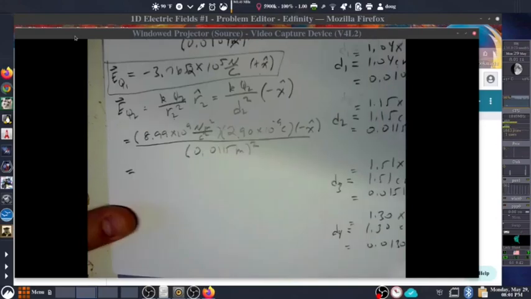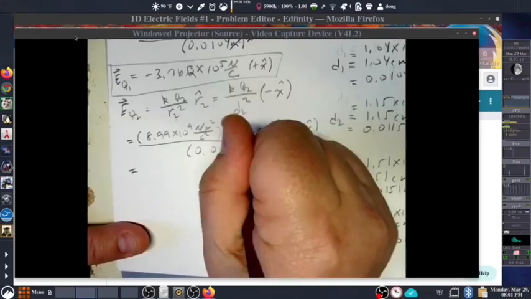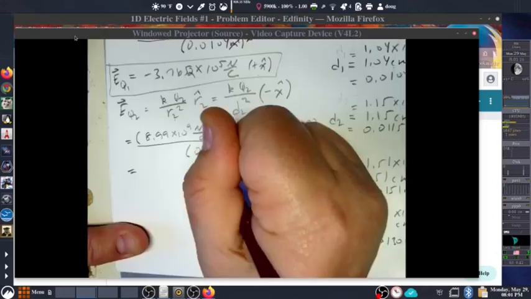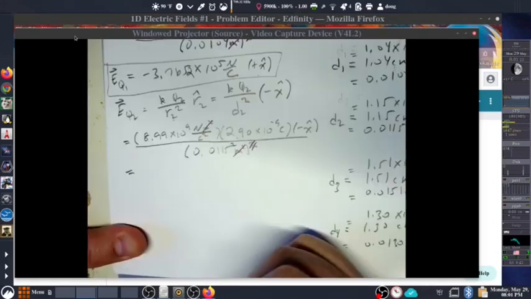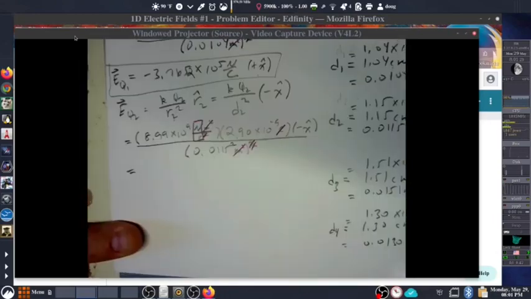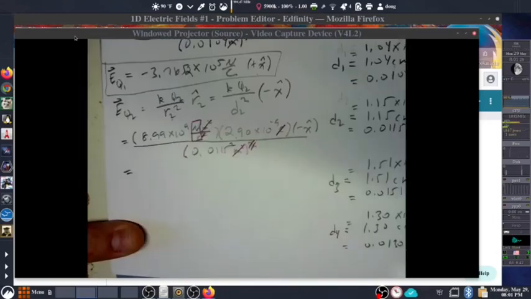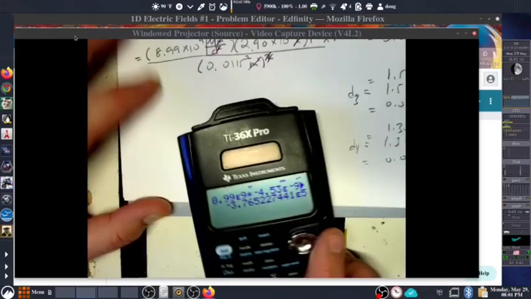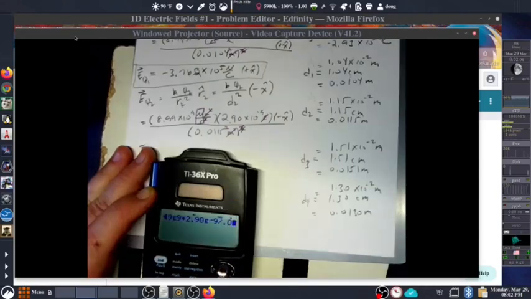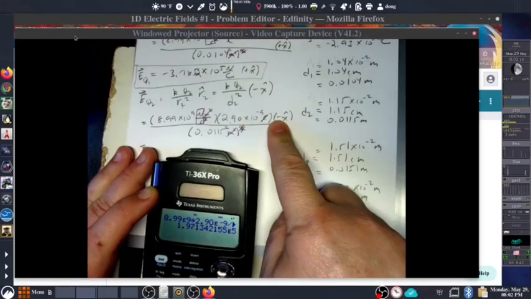I think I'm going to do my units first this time. So I'm going to bring the square in, and then this meter squared cancels that. Coulomb cancels one of those. And again, I get newtons per coulomb, which is what I need. So this tells me I want to do squared, and I get 1.97. Oop, and I forgot my minus sign here. So this should actually have a minus sign on it.